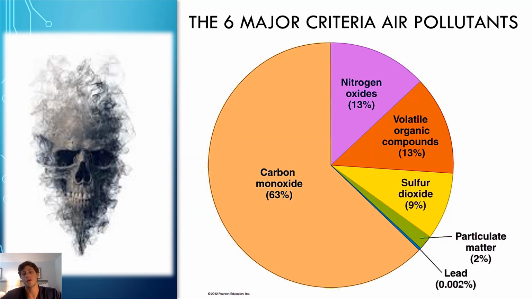Now, when we talk about the 6 major criteria air pollutants, it's also useful to know in what quantities they exist. For example, carbon monoxide contributes 63% by volume of all criteria air pollutants emitted. Next, we have nitrogen oxides and VOCs, which each contribute about 13% by volume to the amount of air pollution emitted into the atmosphere. Sulfur dioxide is next, as a result of coal power plant burning, at around 9%.